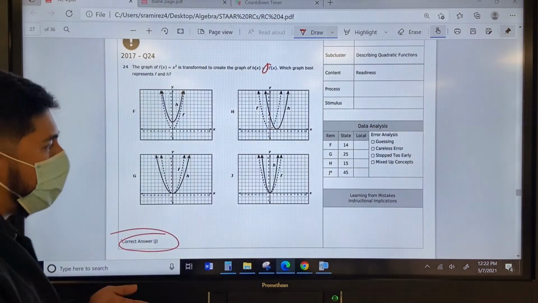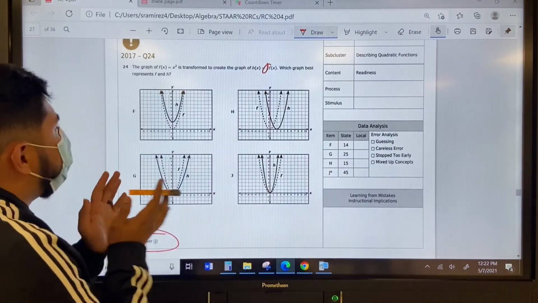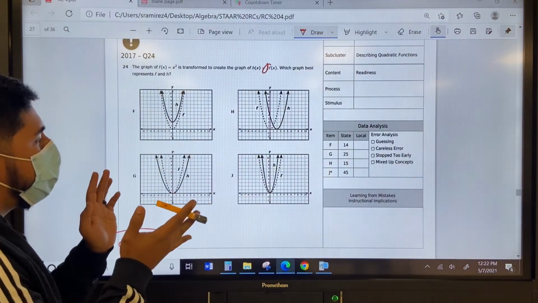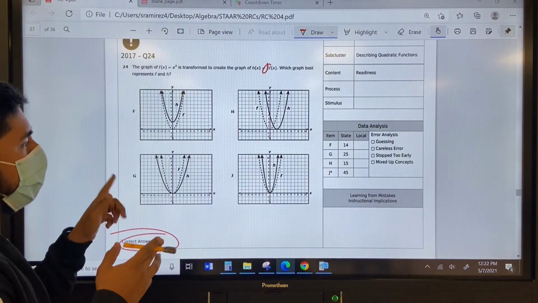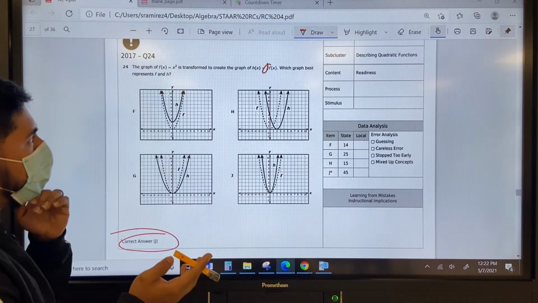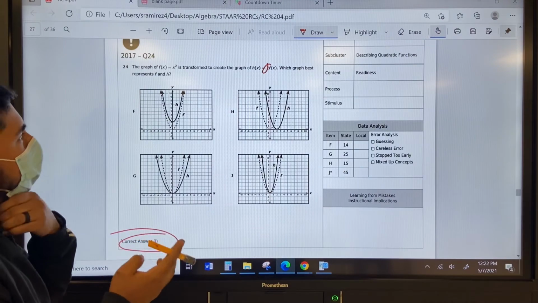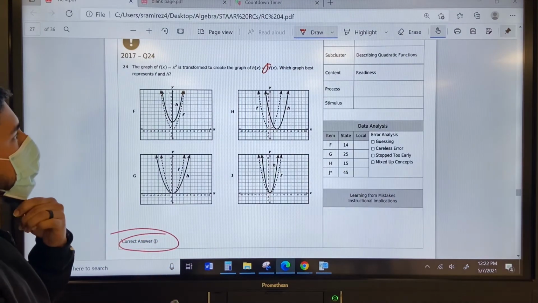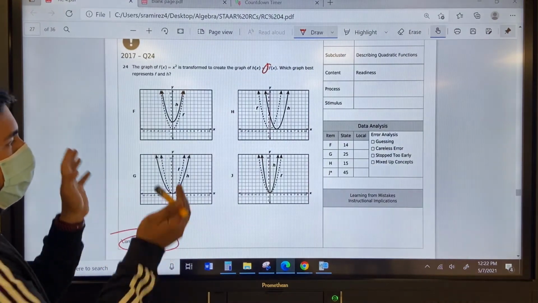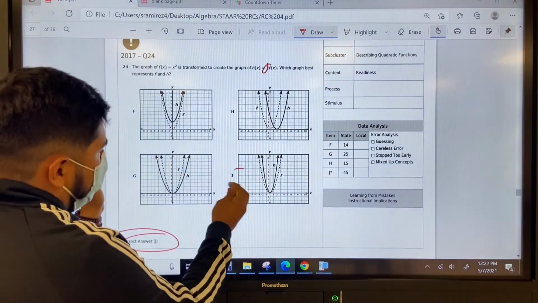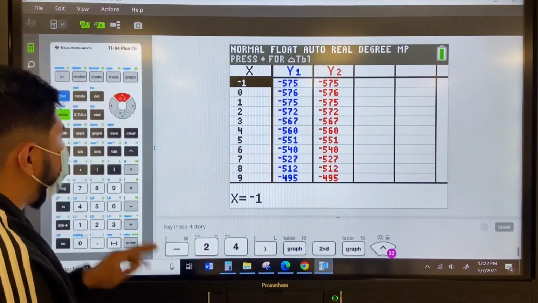Correct answer is J. And I don't like how they did this because our parent function is F, which is a dashed line. They're telling you to look at H. So all they're trying to tell you is what's happening when you add the 2 in front of the x squared. Well, it's gonna get skinnier. We can't even show it on the calculator here.